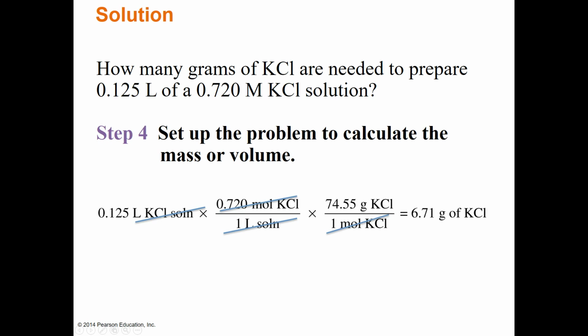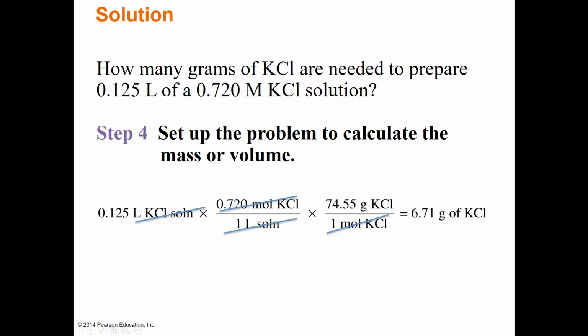And then you're going to say 1 mole is equal to, I think potassium is 39, 74.55 grams. So 74.55 grams times 0.09 gives 6.71 grams.